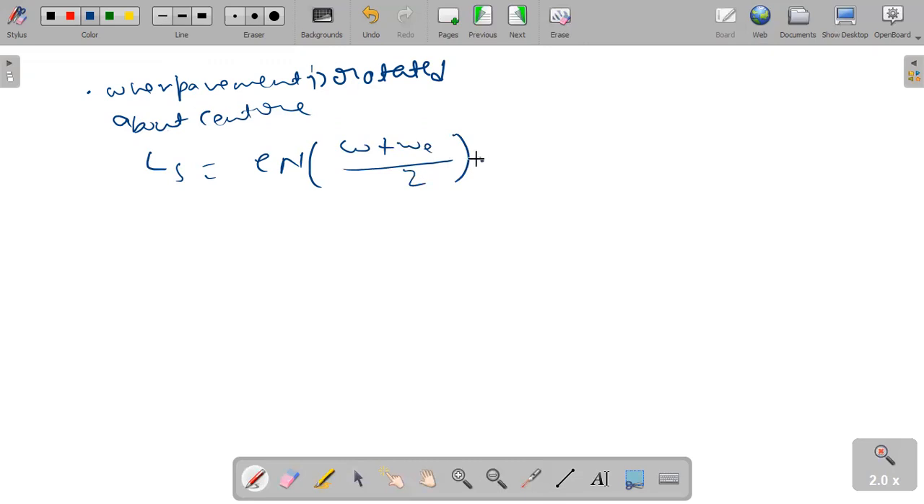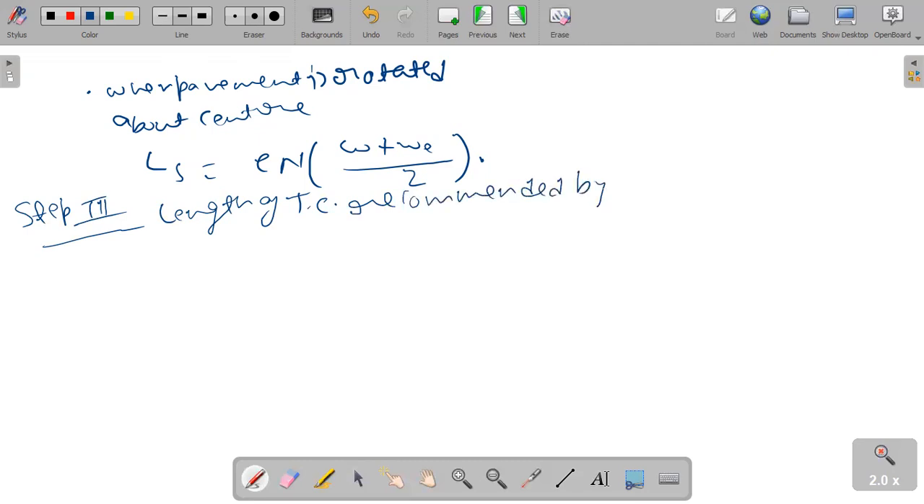Okay, this is all about step second. Let's move forward to step third, to find the length of transition curve recommended by one and only IRC. So step third: find length of transition curve recommended by IRC.